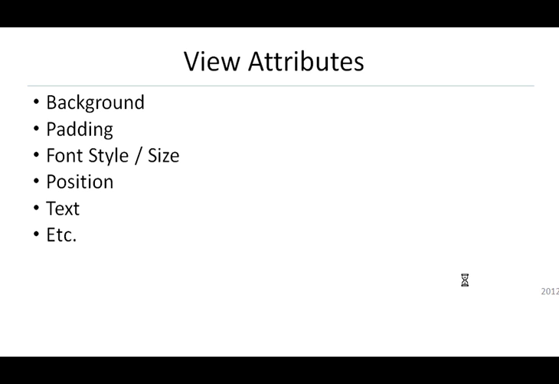Which different types of attributes are available for specifying the property of any element? So here we'll be using background, padding, font style, size, position, text. There are multiple other options also available. So what is the use of background? Background is used to specify any specific color or any specific image for that particular element. Padding is used to specify the space between that particular rectangular screen and the screen of your element. So we will see how padding should be specified in this lecture later on.